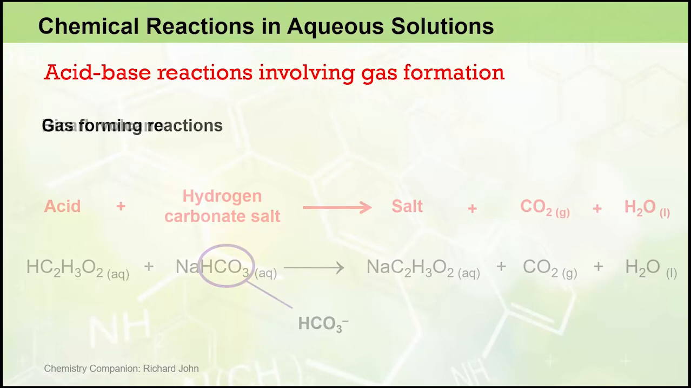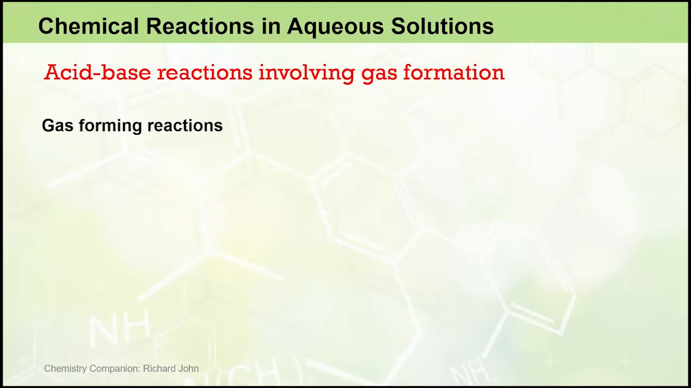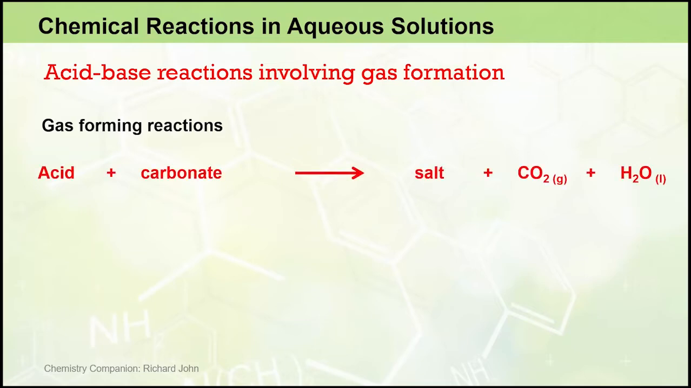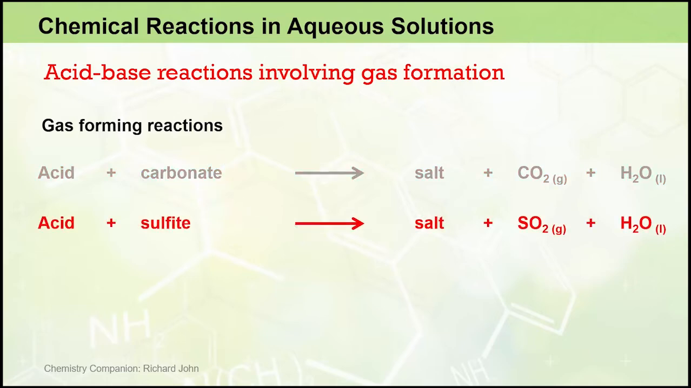It turns out that hydrogen carbonate salts are not the only salts that produce gas in the presence of acid. For example, any carbonate salt will react with an acid to produce a different salt plus carbon dioxide gas and water. And remember, a carbonate salt is a salt, or an ionic compound, that contains the carbonate ion, CO3 2-.